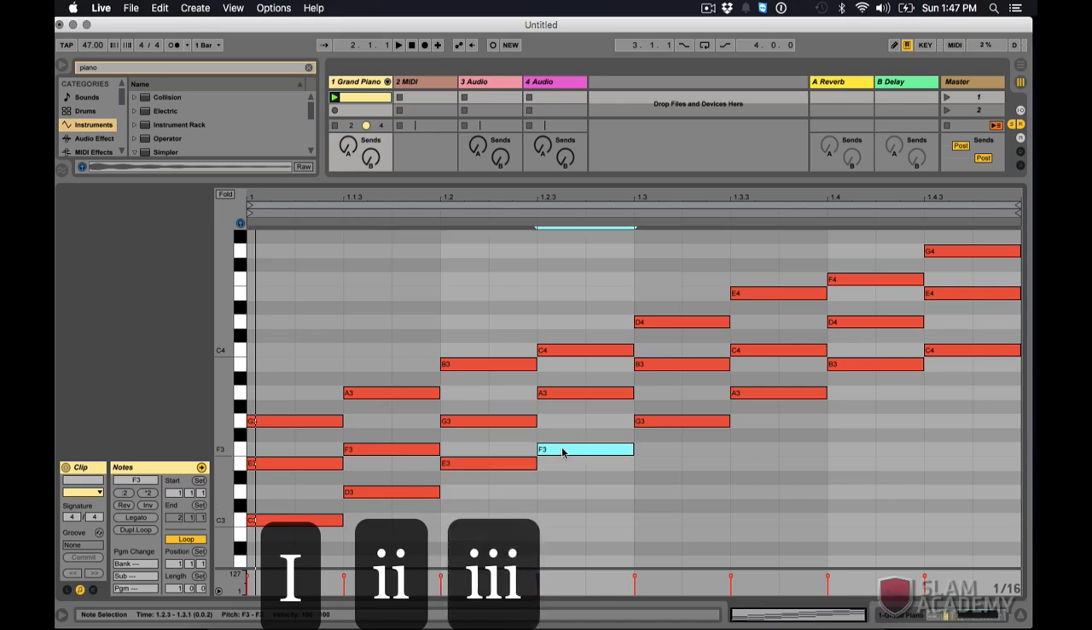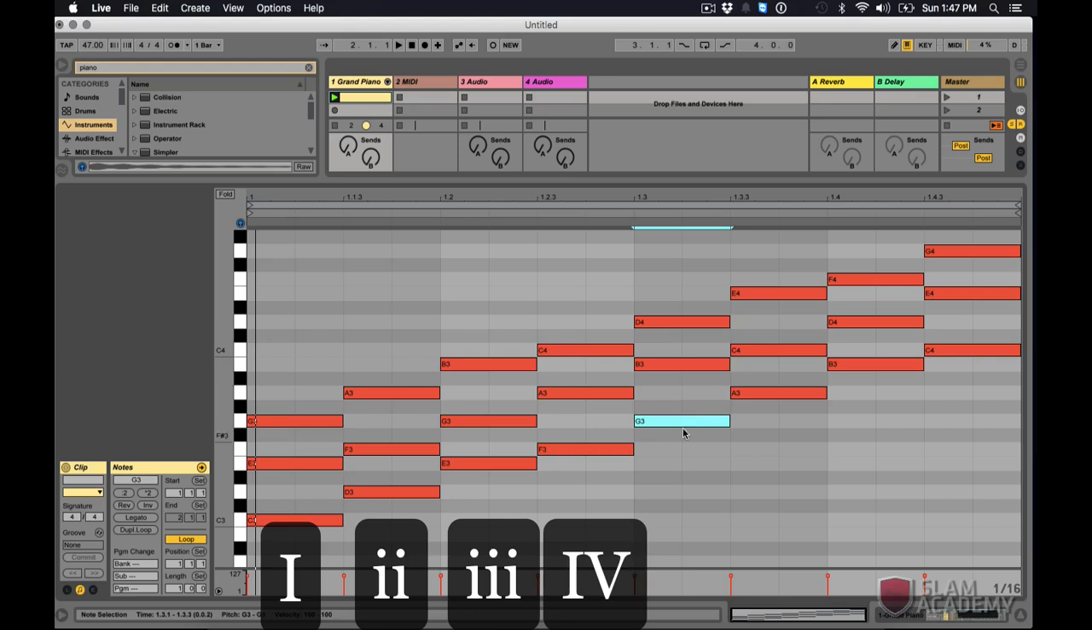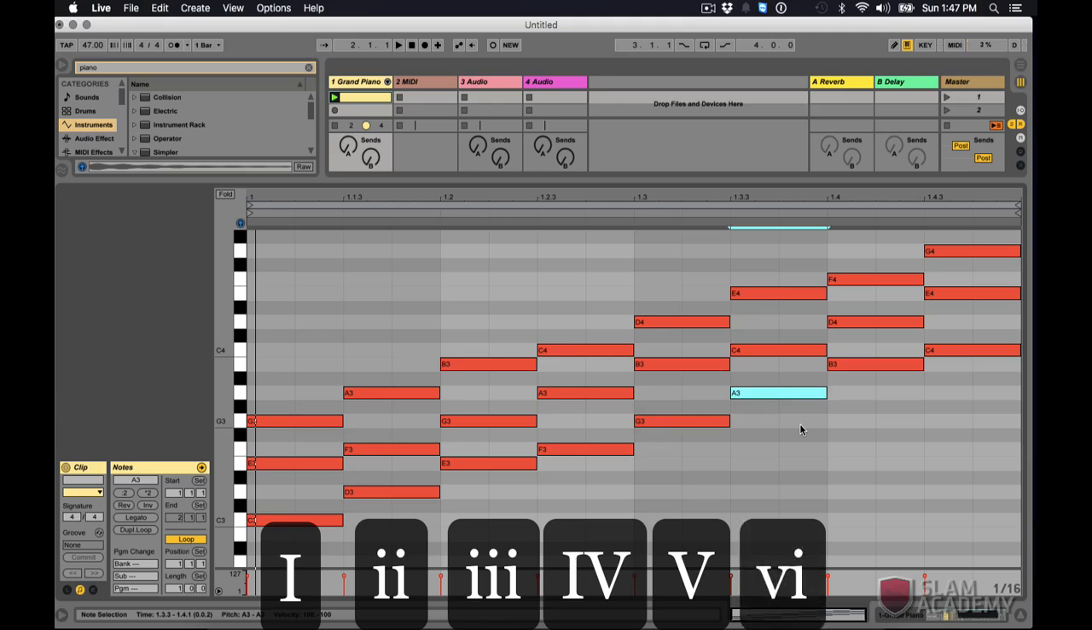A chord built on the fourth scale degree, F in our case, is going to be major. A chord built on the fifth scale degree is going to be major, so that gets a capital Roman numeral, capital 5. A chord built on the sixth scale degree is going to be minor, so that gets a lowercase Roman numeral.